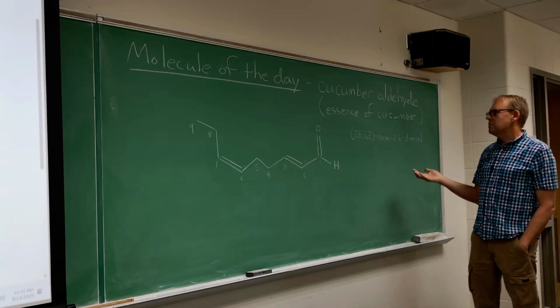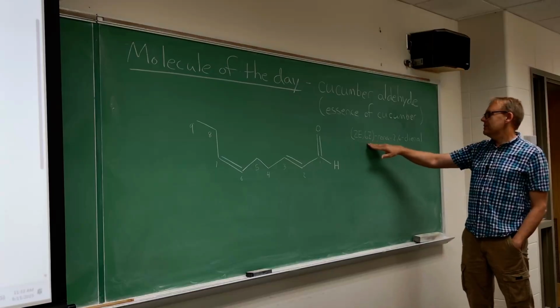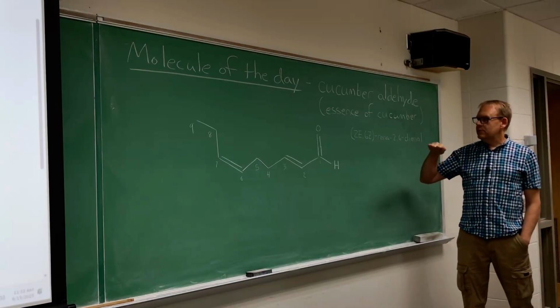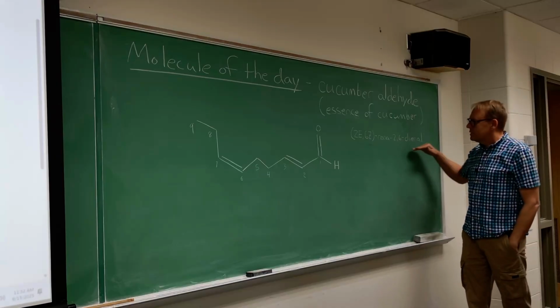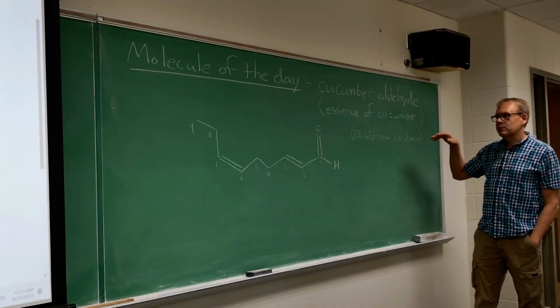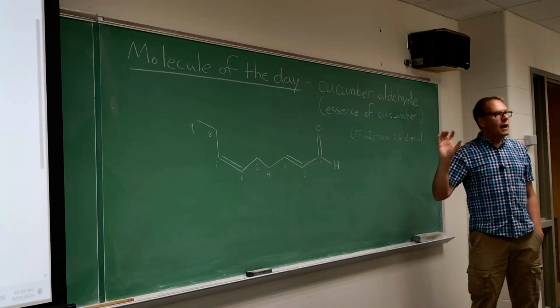It has a systematic name. It is 2E,6Z-nona-2,6-dienal. You don't need to be able to process the entirety of this name, but I thought it'd be useful to just bring it up because we talked about alkene naming last semester.